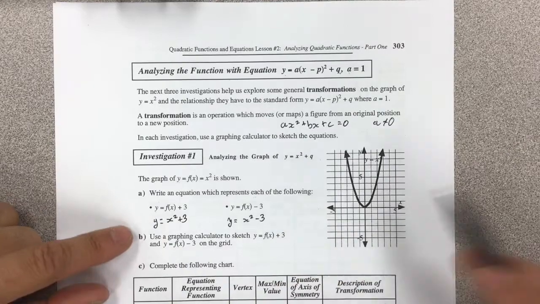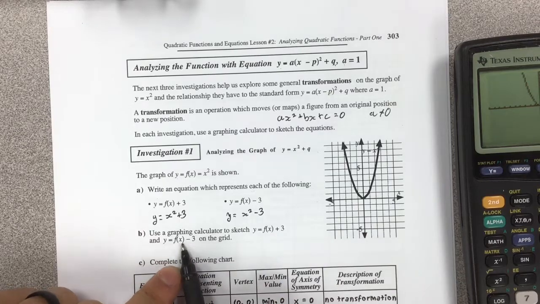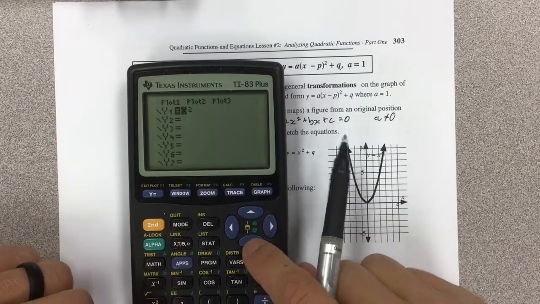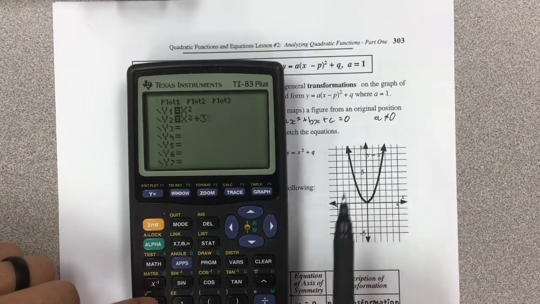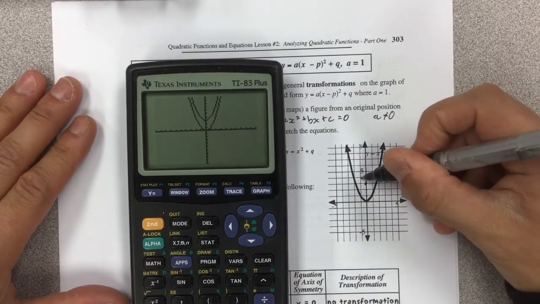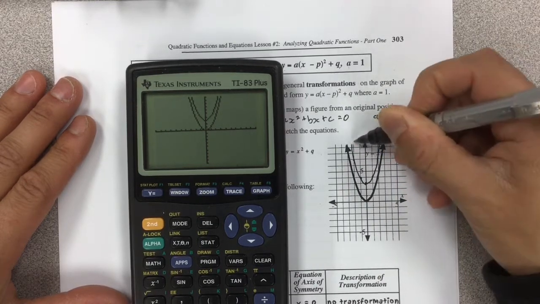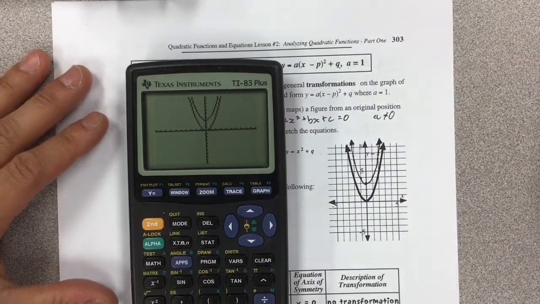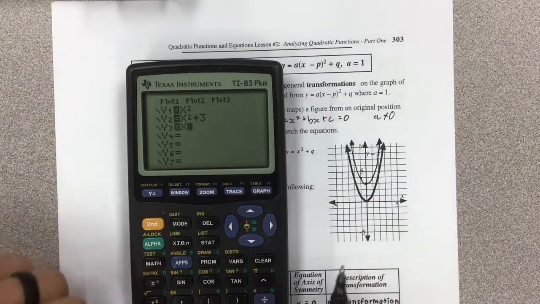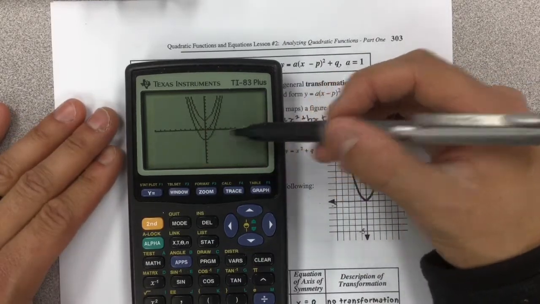What we then want to do is use our graphing calculator again to sketch y is equal to f of x plus 3 and y is equal to f of x minus 3 in our grids. So if we plug this into our graphs, I have x squared plus 3, then it's going to go up. I have another graph that I want to graph, and that's x squared minus 3. So graph that, and now it's moved from the origin down 3.